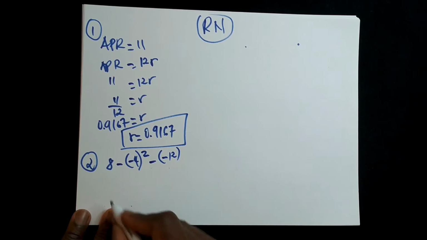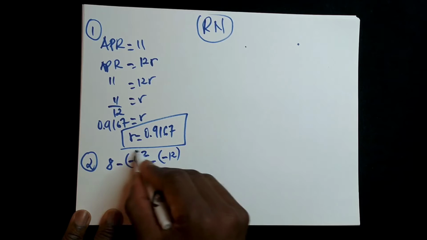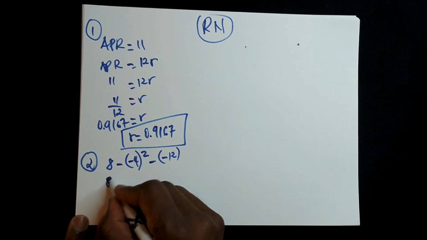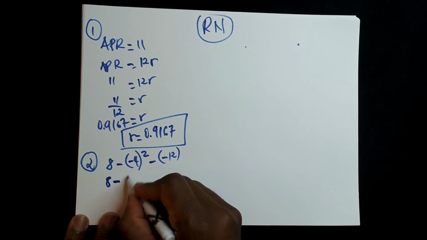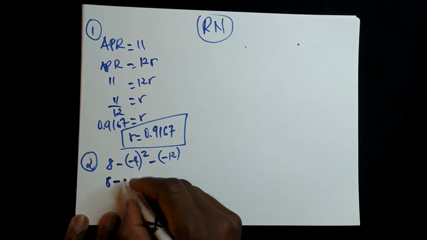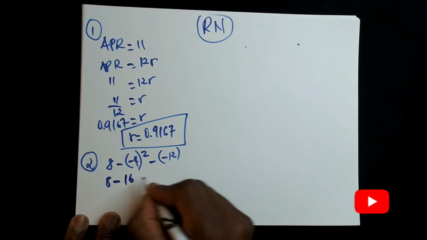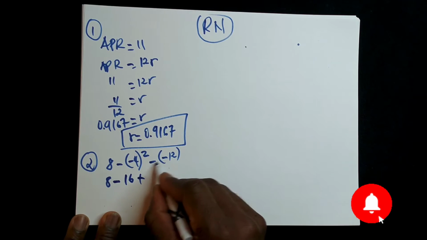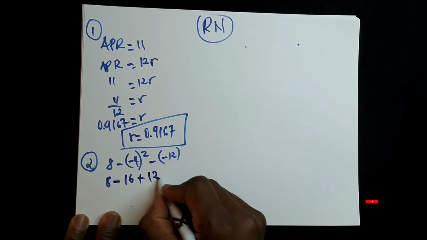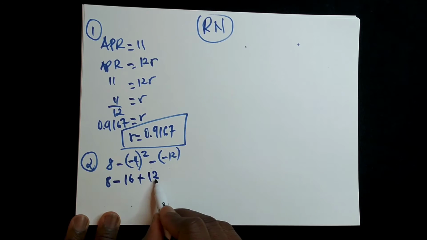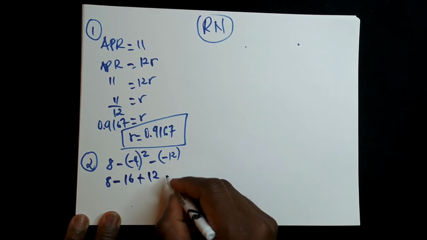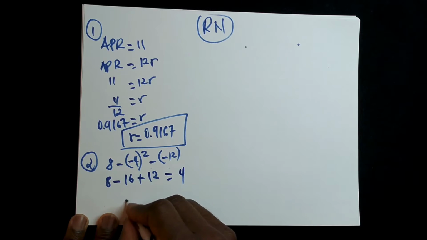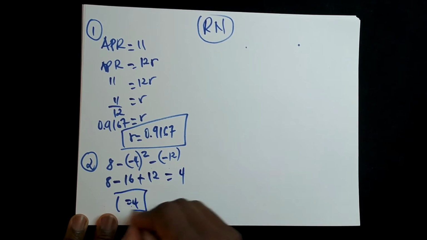That's number one. Number two, we have 8 minus negative 4 squared minus negative 12. So we're just going to be working with these first because that's the priority. We have 8 minus negative 4 squared, which is 16, plus, the signs cancel, minus negative 12 will give us 12. So we have 8 plus 12, that's 20, minus 16, that gave us 4. The final answer is 4.